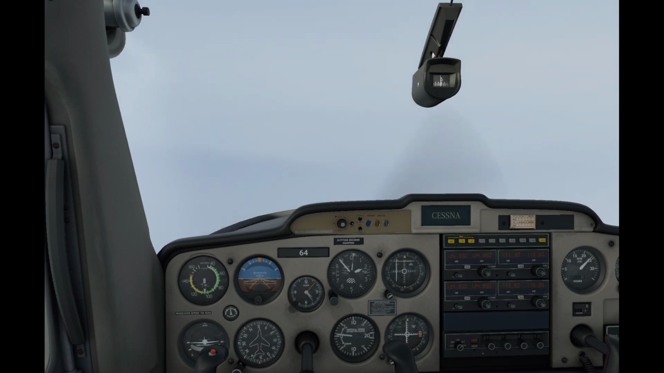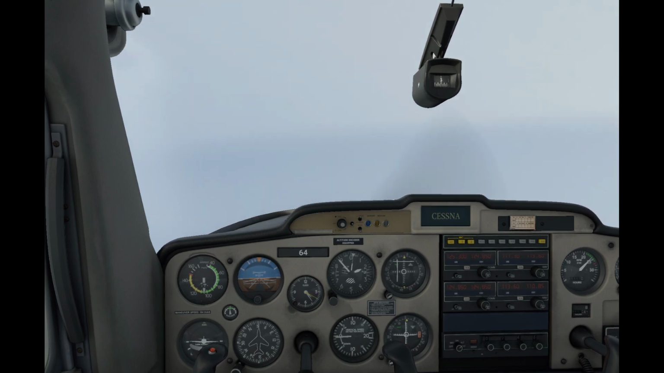All right, looking pretty good. I'm watching my CDI at the top there. It's migrating. Oh, I think I may have gotten it today. Fingers crossed. I've got to concentrate.